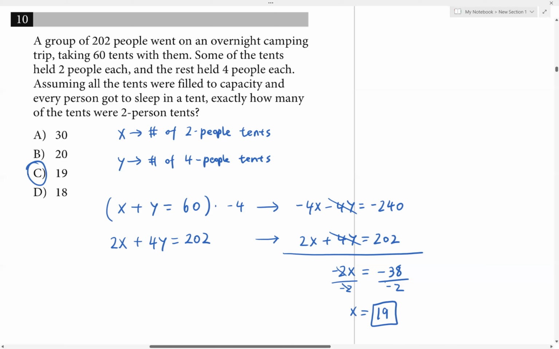Okay, so another approach for this question is you can definitely try out the answer choices. You can go through the answers, solve for the number of 4-person tents first, and we know the total had to be 60 tents, right? Then we can try and error and see if the total number of people adds up to 202. That should give us the same answer.